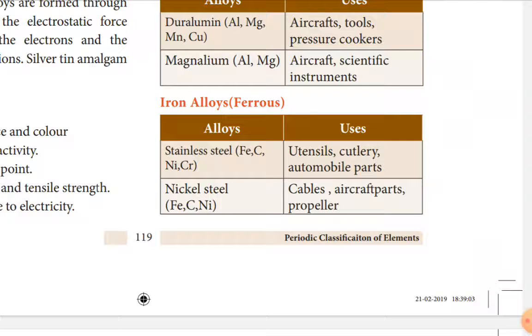Nickel steel is also a ferrous alloy: iron, carbon and nickel. It is used for cable, aircraft parts and propellers. These propellers are used in ships and boats. These things are manufactured using nickel steel.